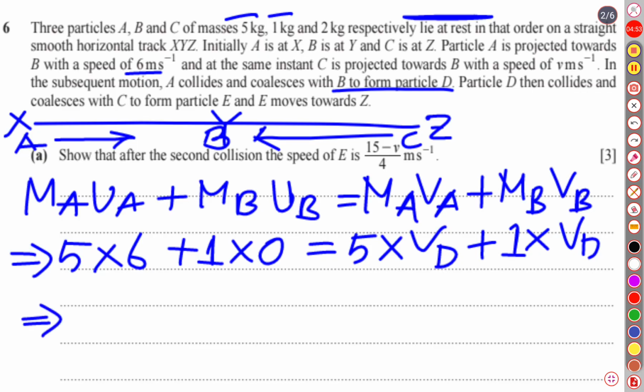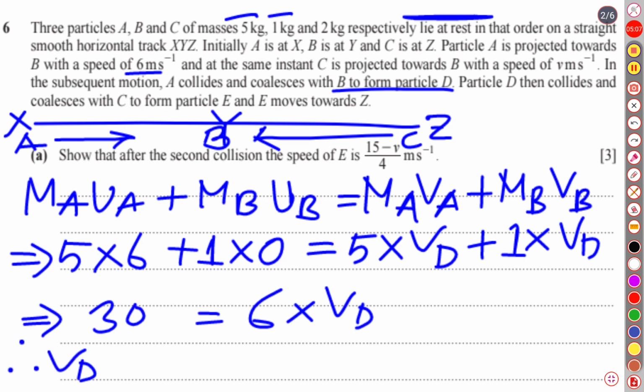Well, if we simplify, it is going to be 30 equal to 5 plus 1, it is 6 into velocity of D. So what will be the final velocity of particle D? It is going to be 30 over 6, which is 5 meter per second. So this has been the final velocity of the particle after the first collision.